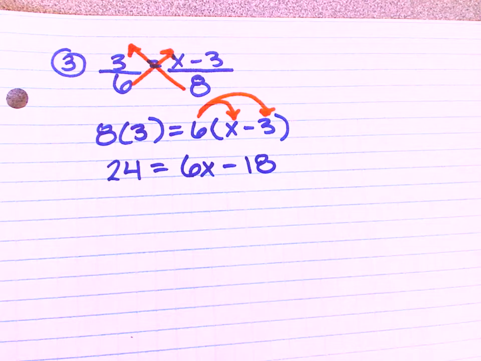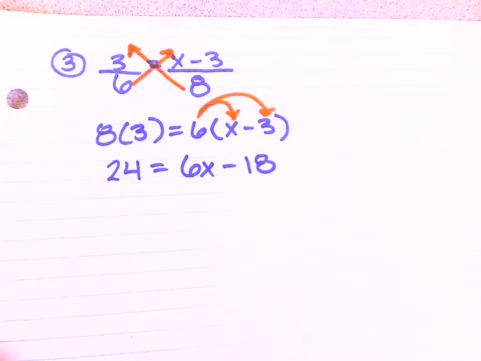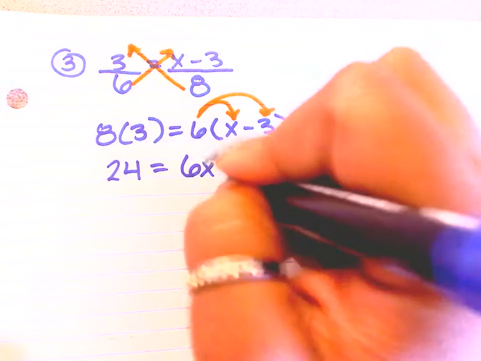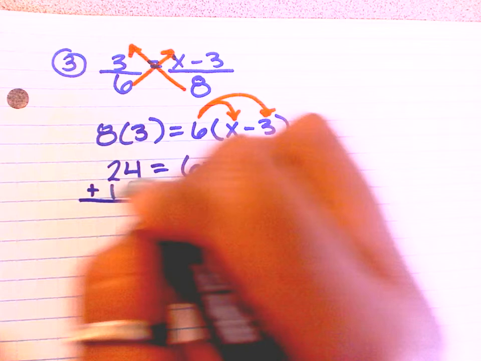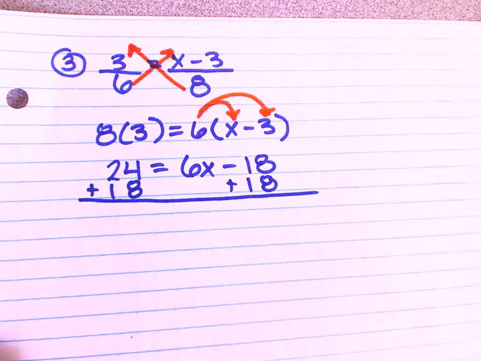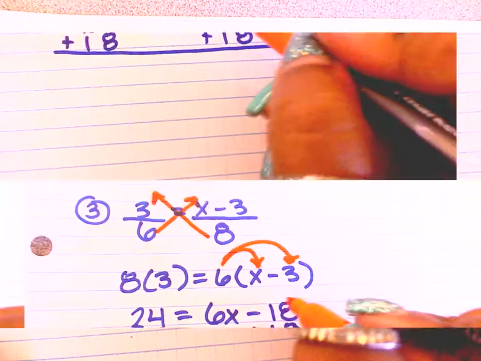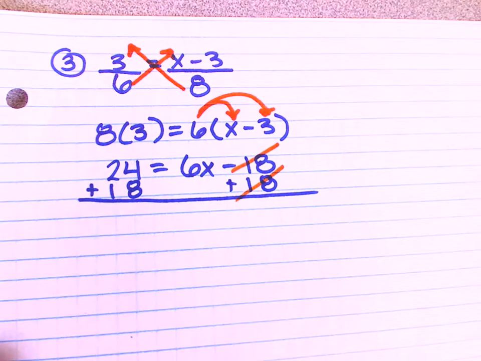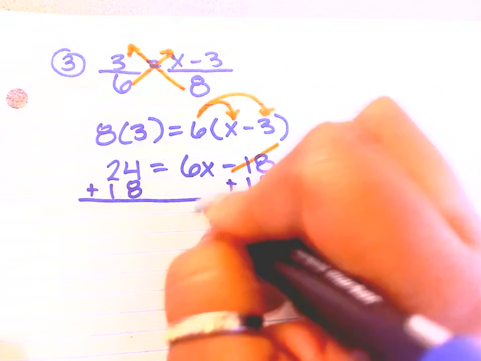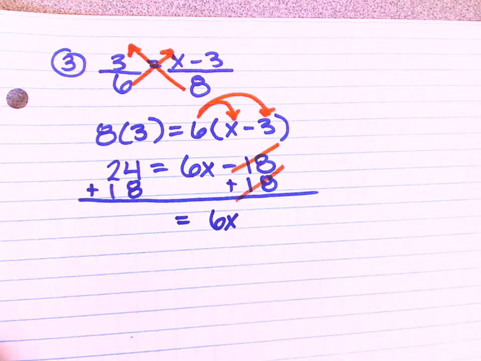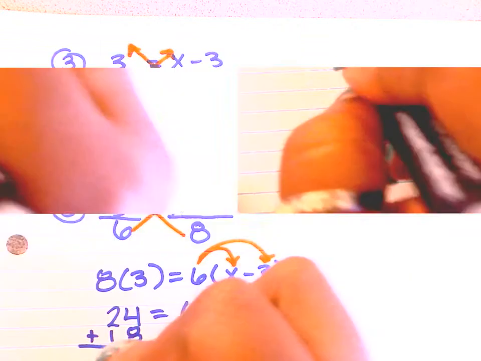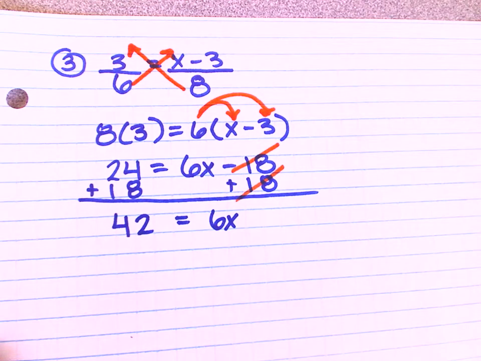Okay, so I need to get the variable by itself. I'm going to add 18 on both sides. And draw my line under. My 18s cancel out because it's negative positive. So on this side, I'm left with 6x. On the other side, I need to do 24 plus 18, which is 42.